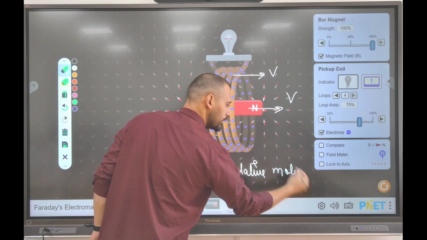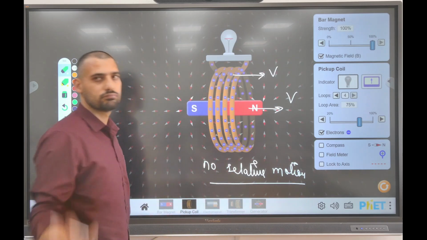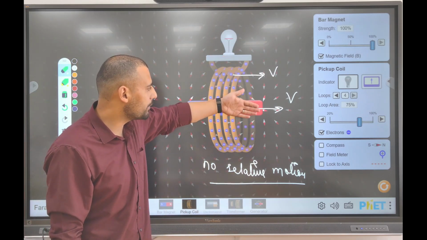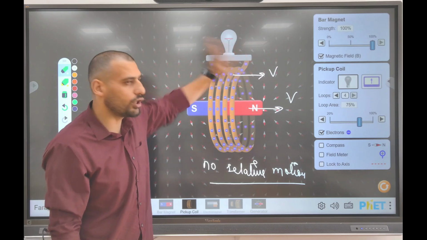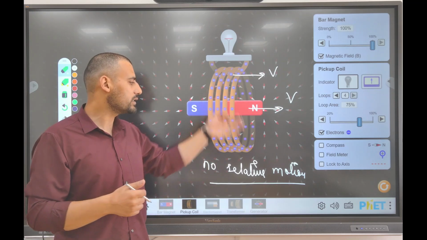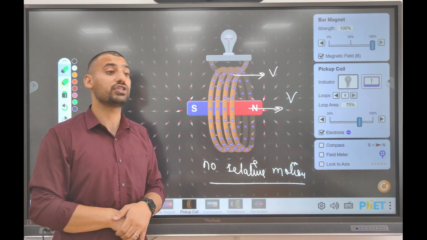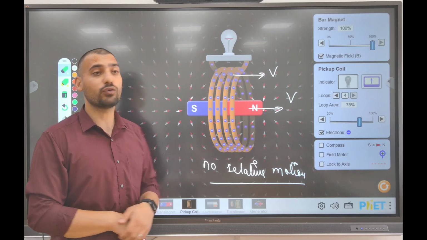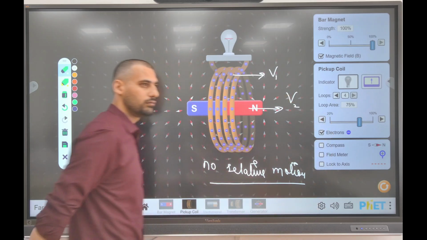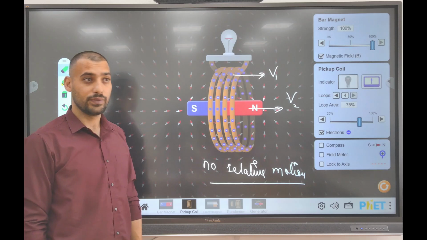When there is no relative motion, remember, no change in the flux. Because the bar magnet will always be here, the coil will always be here. They will not seem to be in motion through each other, and due to which there is no change in flux. Okay? But what if this is moving with V1 and this is moving with V2? There will be change.